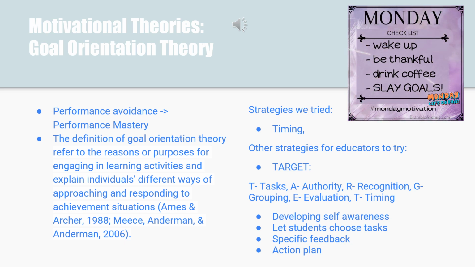The definition of goal orientation theory refers to reasons or purposes for engaging in learning activities and explains individuals' different ways of approaching and responding to achievement situations. So some strategies that we've tried were timing. Other strategies that you could use were target, task, authority, recognition, group evaluation, and timing. Developing self-awareness lets students choose their tasks, specific feedback, and having an action plan.